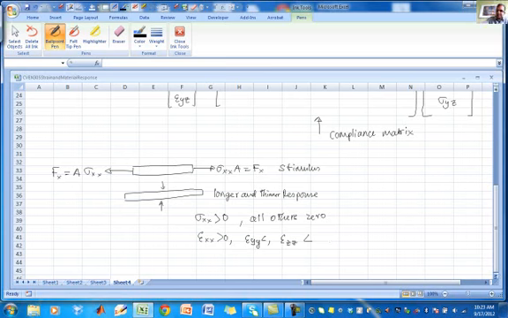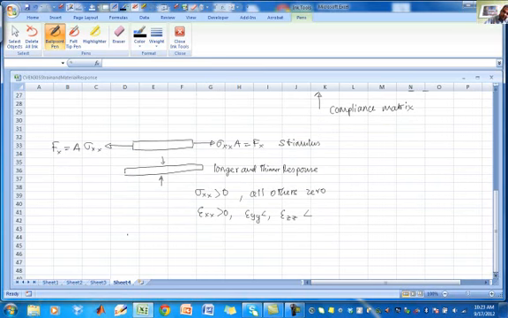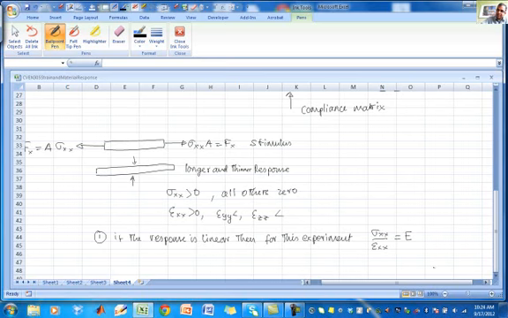So what this means is that the first idea is the following: if the response is linear, then for this experiment, sigma xx over epsilon xx is called E, which is Young's modulus.